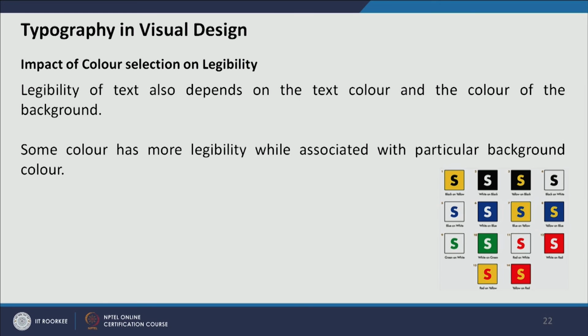From this diagram we can see, and we have also seen, that airport text and information are generally written in black letters on yellow. So they use the yellow and black combination because it has the highest legibility if we consider color combinations.